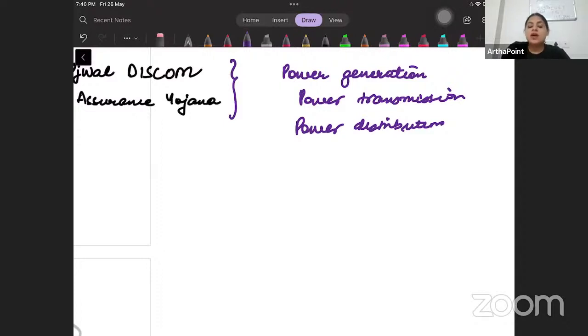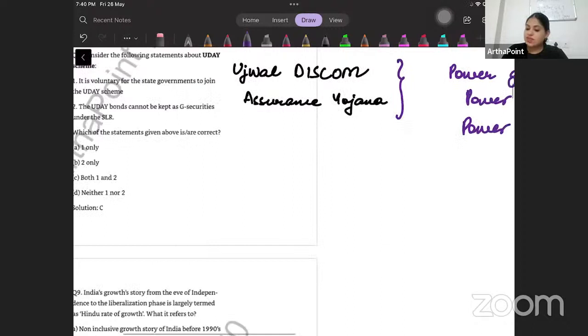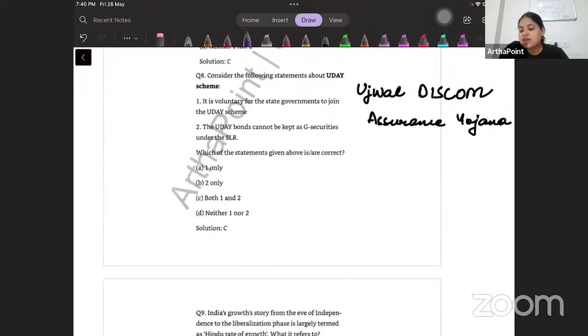Now going further, let's go back to the question that we had. So it says it is voluntary for state governments to join the UDAY scheme. That is absolutely correct. That it's not something that is a compulsion. It's a voluntary thing. Do you want to voluntarily join this or not? And UDAY bonds cannot be kept as G securities. Correct. अच्छा बेटा अब एक चीज इसमें और समझने की कोशिश करते हैं.